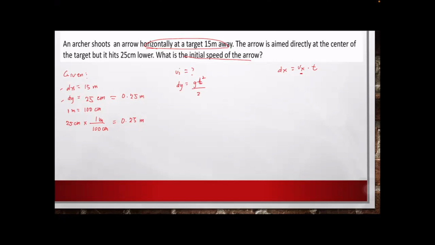So, in dy, magkakaroon tayo dito ng 0.25 is equal to 9.8 times t squared over 2. Then, multiply lang natin ito. 0.25 times 2, this will be 0.5 is equal to 9.8 t squared. Then, divide both sides by 9.8. So, cancel out. So, t squared is equal to 0.5 over 9.8. What will be your time if you're going to get the square root of both sides?